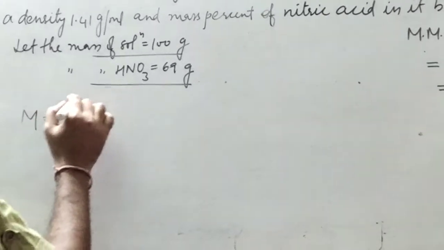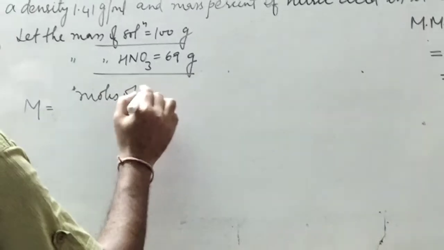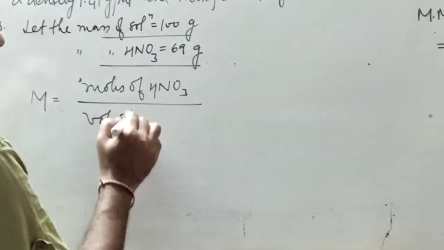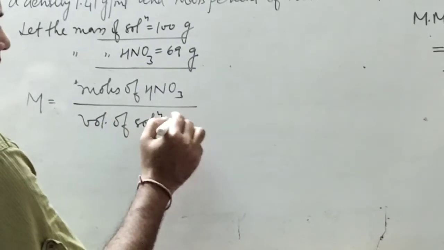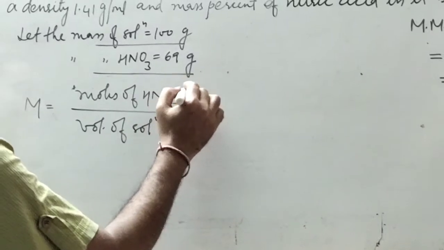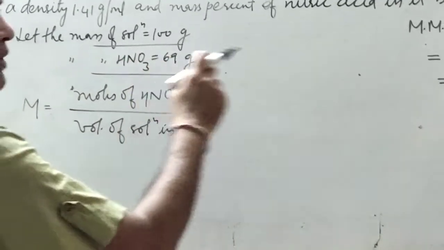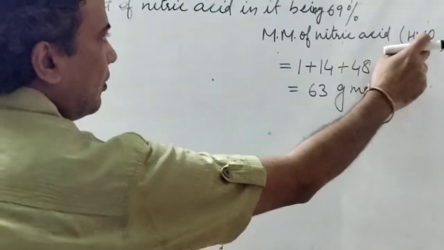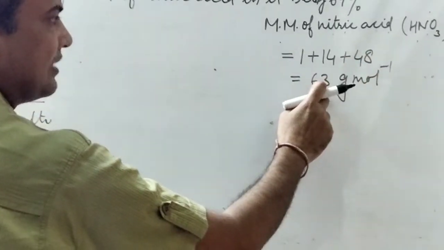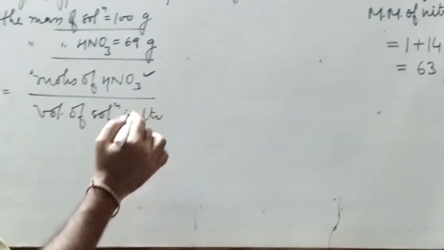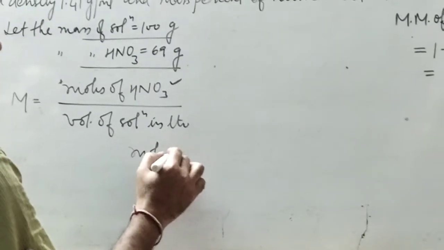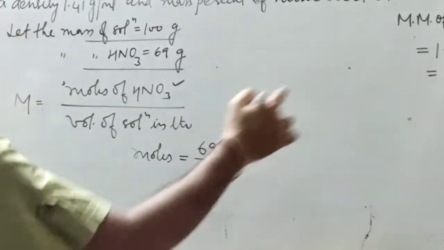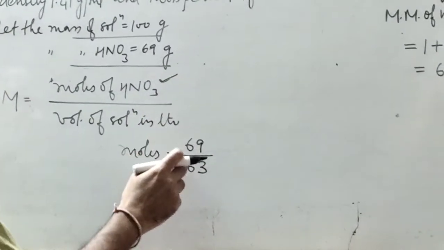Molarity is given as moles of solute, that is nitric acid, upon volume of solution in liter. So how to calculate moles of solute? Mass is 69 gram and the molar mass of nitric acid is hydrogen 1, nitrogen 14, oxygen 16 into 3, 48, so it is 63 gram per mole. So moles of nitric acid are calculated as mass 69 divided by molar mass 63. Moles are 69 upon 63.